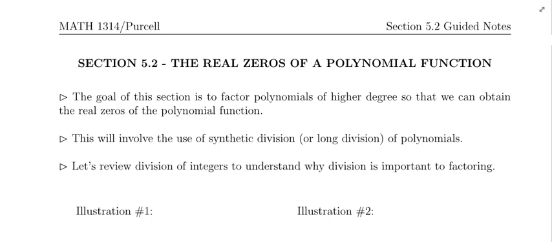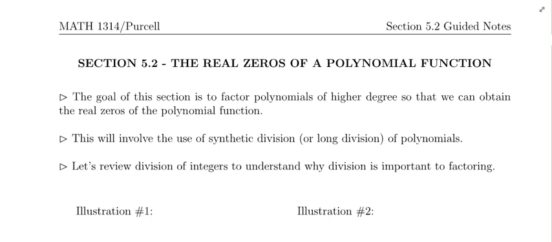Section 5.2, the real zeros of a polynomial function. The goal of this section is to factor polynomials of higher degree so that we can obtain the real zeros of the polynomial function. So back in section 5.1, we really started studying polynomial functions, and the goal of that section was to graph by hand a polynomial function of higher degree.